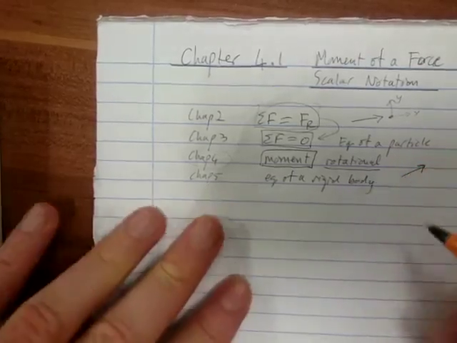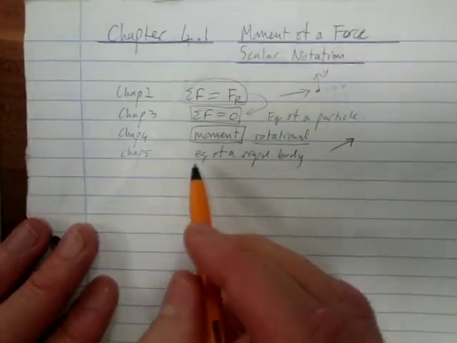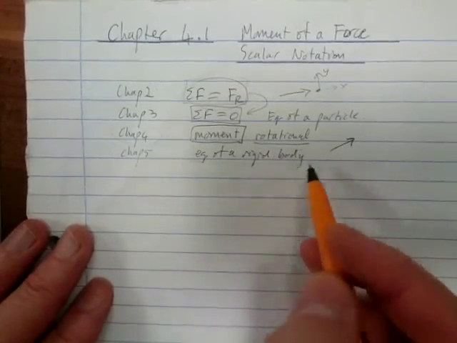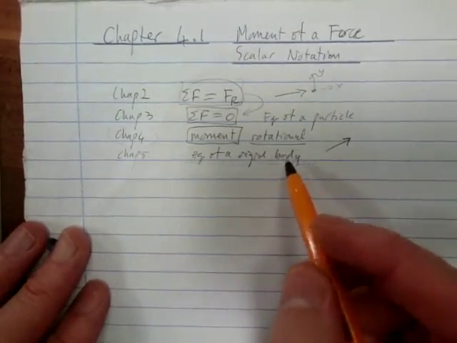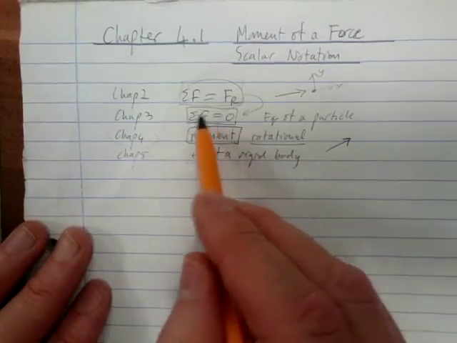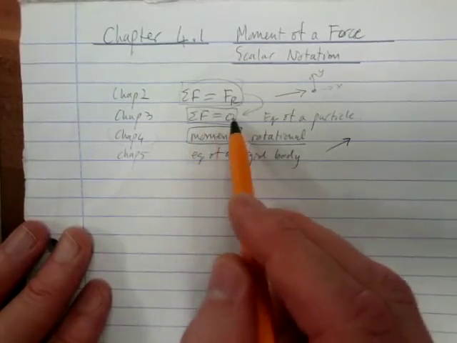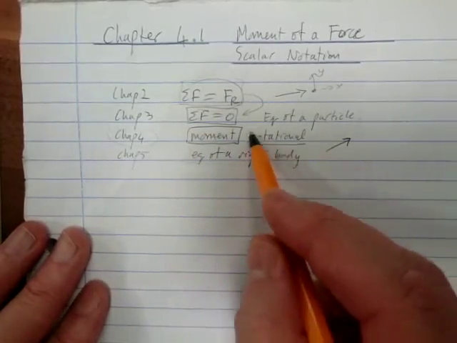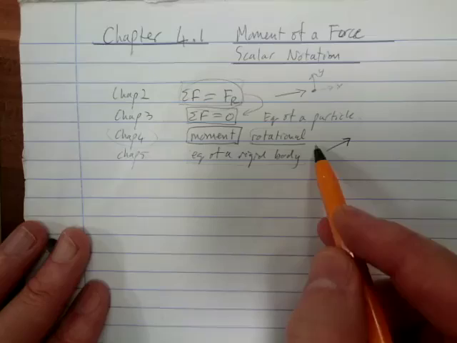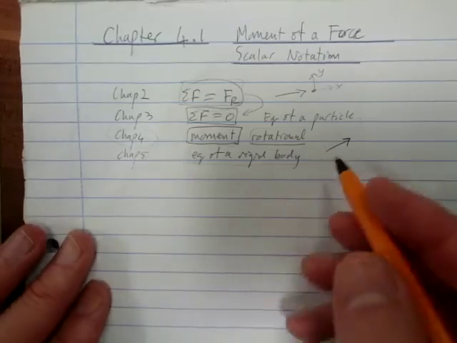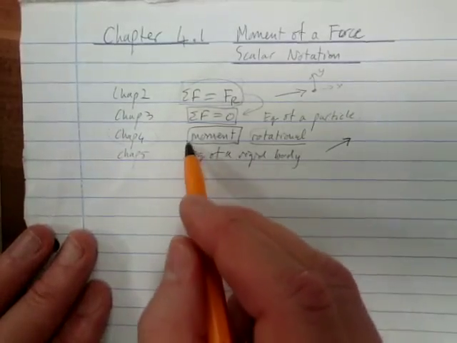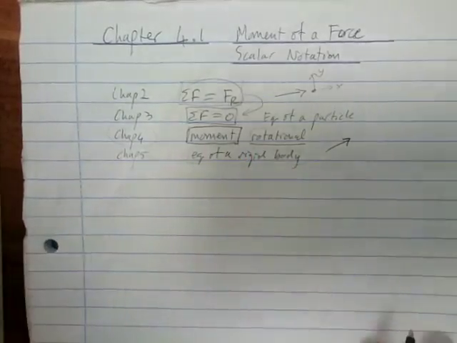Okay, and obviously, what I'm trying to say is that when we come to chapter 5, we don't only need the sum of the forces to equal 0. We need all the rotational effects to also equal 0 in chapter 5. Okay? But we'll get to that later. Now we're in chapter 4, and we're going to look at something called a moment.